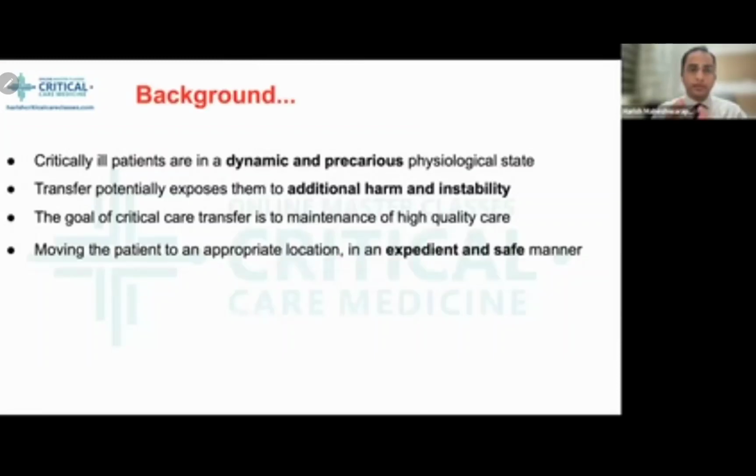So basically, the background of transporting critically ill patients: we need to remember that critically ill patients are in a dynamic and precarious physiological state. Transfer potentially exposes them to additional harm and instability because it is a totally uncontrolled environment. The goal of critical care transfer is maintenance of high quality care during the process of transferring, moving the patient to an appropriate location in an expedient and safe manner.